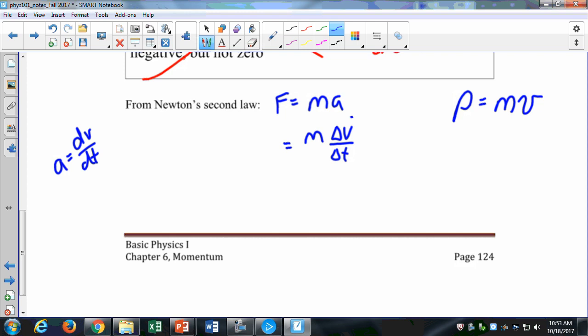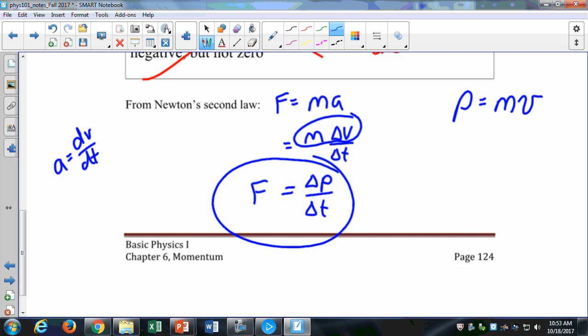And notice here that this m delta v is equal to delta p, because mv is momentum. And so Newton actually described our force as a change in momentum over a change in time. This is a very important concept that we'll use. This is the first part of this chapter, looking at impulse. If I have a change in momentum, or an impulse, that acts upon an object, then I can figure out what the force is.